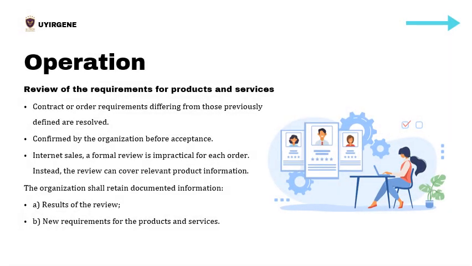The organization shall ensure that contract or order requirements differing from those previously defined are resolved. The customer's requirements shall be confirmed by the organization before acceptance, when the customer does not provide a documented statement of their requirements. In some situations, such as internet sales, a formal review is impractical for each order. Instead, the review can cover relevant product information, such as catalogs. The organization shall retain documented information, as applicable, on the results of the review, on any new requirements for the products and services.